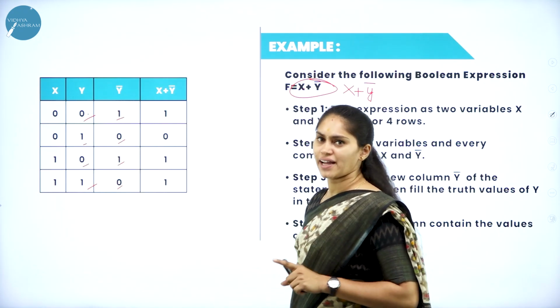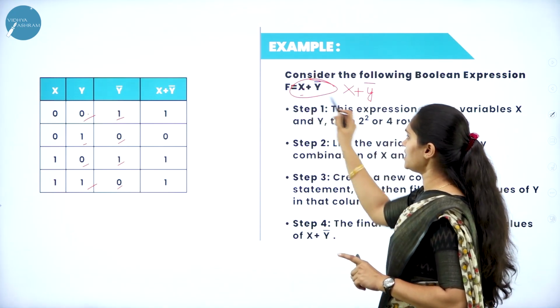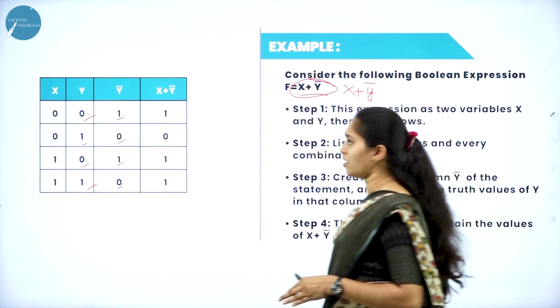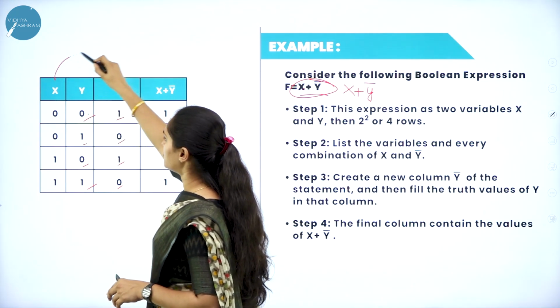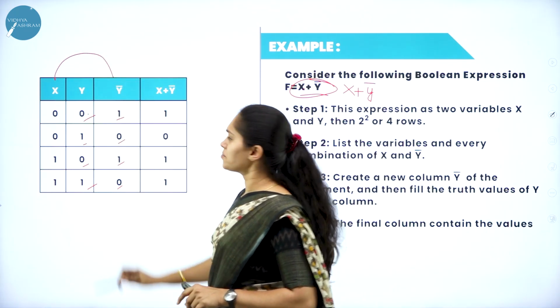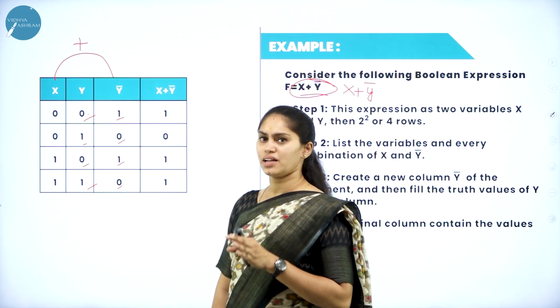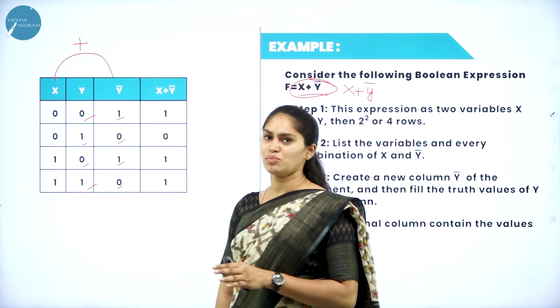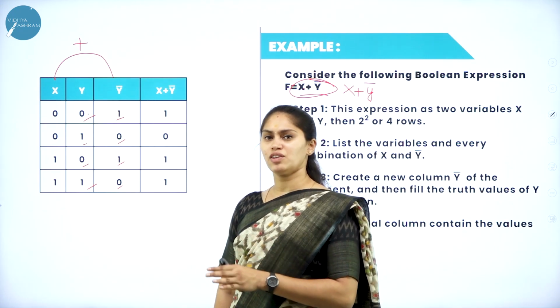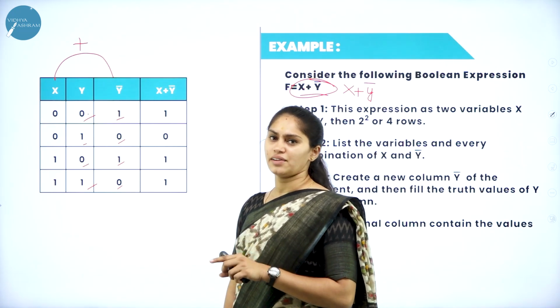So now what is the final expression that I want to get? That is x plus y bar. How am I going to do that? x will be added with y bar. So if I am performing addition, when both the inputs are 0, it will be 0. If both the inputs are 1, it will be 1. If any one of the inputs is high or true, then that will be 1.